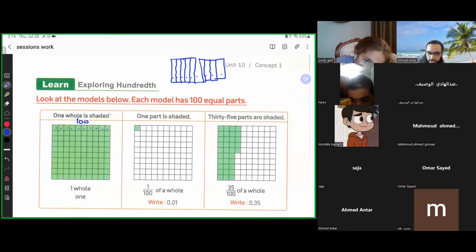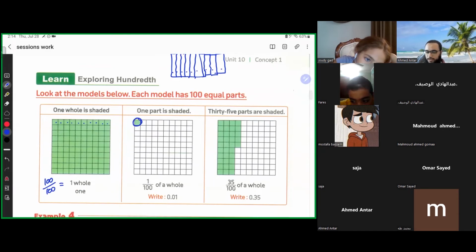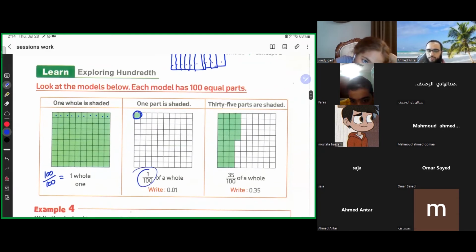If all of the 100 parts are shaded, it's 100 out of 100, which is 1 whole. If we take only one square, it's 1 of 100, or 1 over 100, or 0.01. Okay?